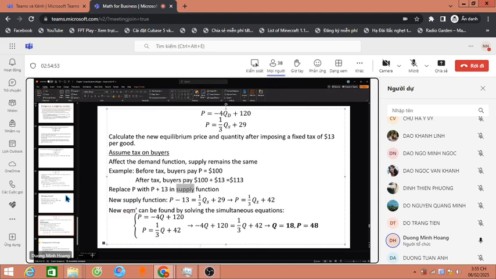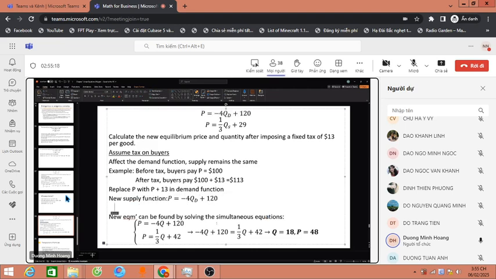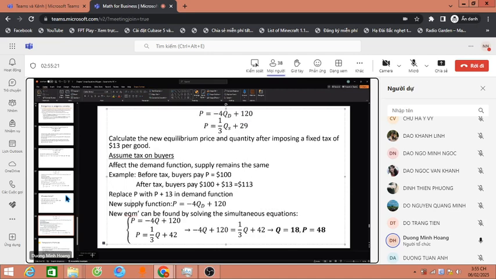And this would change the demand function. So replace P with P plus 13 in the demand function. Before tax, buyers pay price P. After tax, they pay P plus 13. So replace that in your demand function over here. This is our new demand function, where we replace P with P plus 13.